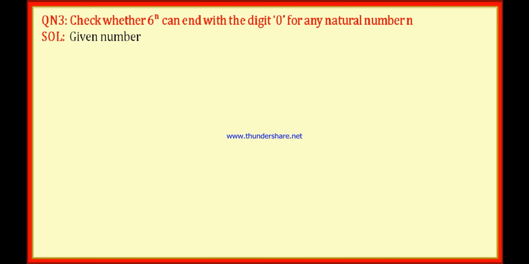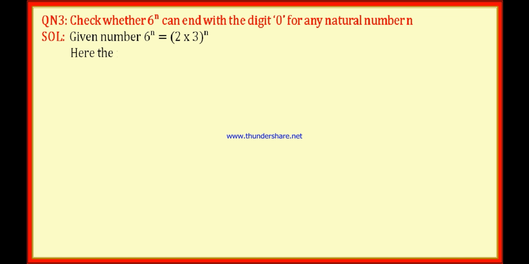Now, question number 3. Check whether 6 power n can end with the digit 0 for any natural number n. Here is the solution. We are given the number 6 power n. You divide 6 into prime factors. 6 can be written as 2 into 3. Therefore, 6 power n is 2 into 3 whole power n.